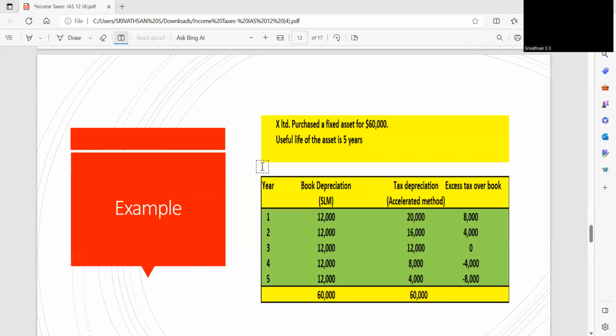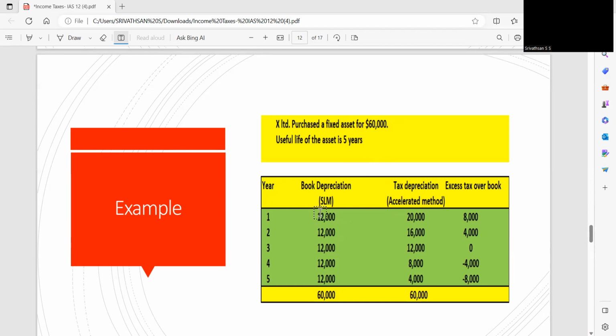For example, let's say X Limited purchased a fixed asset for $60,000. The useful life of the asset is expected to be 5 years. In the books of X Limited, the straight line method of depreciation is used, whereas in the books of the tax authority, the accelerated method of depreciation is used.